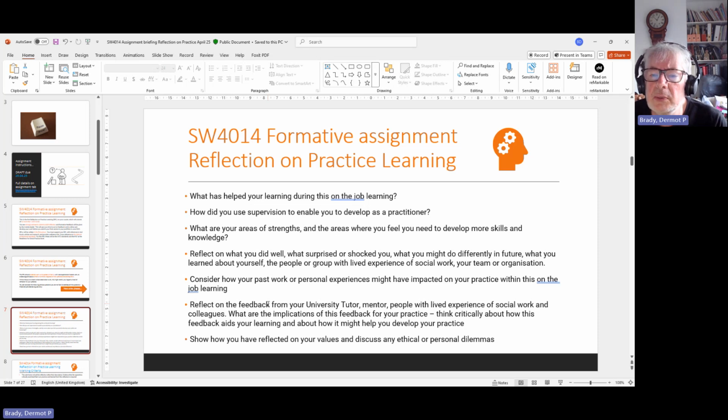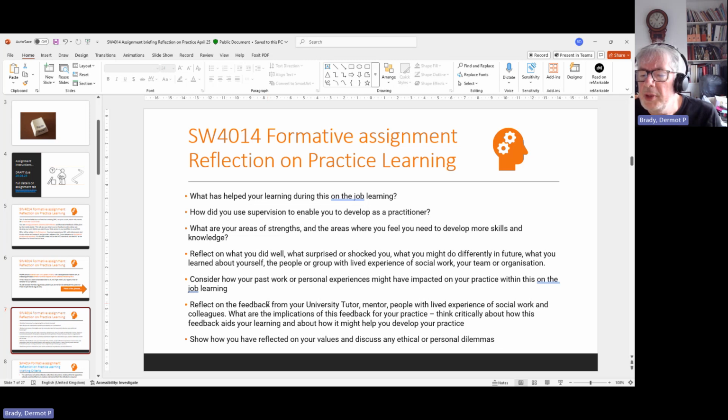What you did well surprised or shocked you? Don't forget, what you did well is an entirely viable topic to write about in an assignment. It doesn't always have to be where things went wrong. Sometimes we learn a lot from when things went wrong, but we could also focus on positive or good practice.